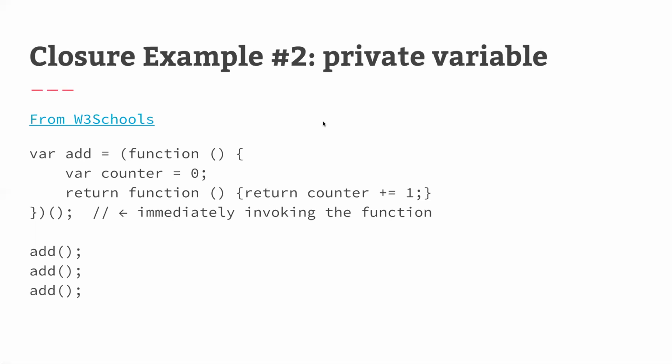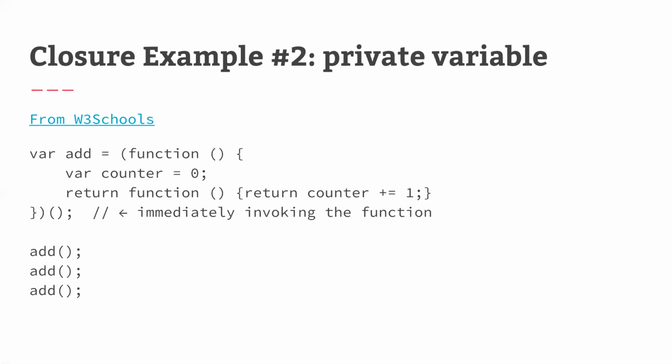So this is a different example in that add is just a static function. Add doesn't get redefined. Add is defined only once when we run this. But because of closures, add has its own access to this counter. And that counter persists. So this add, the counter starts at 0.